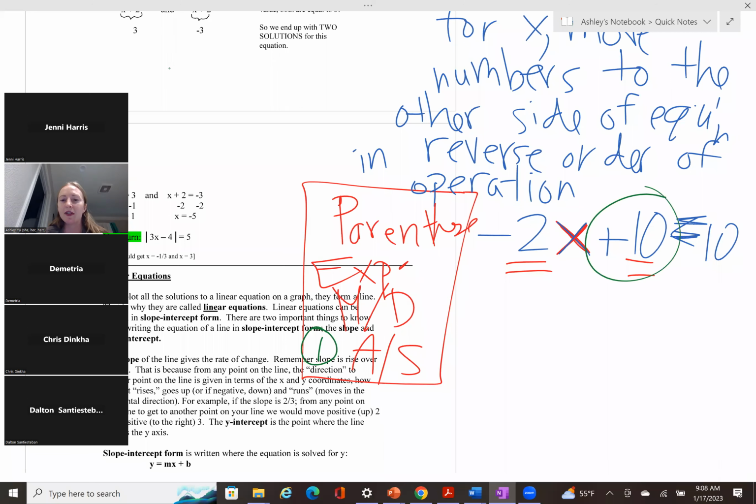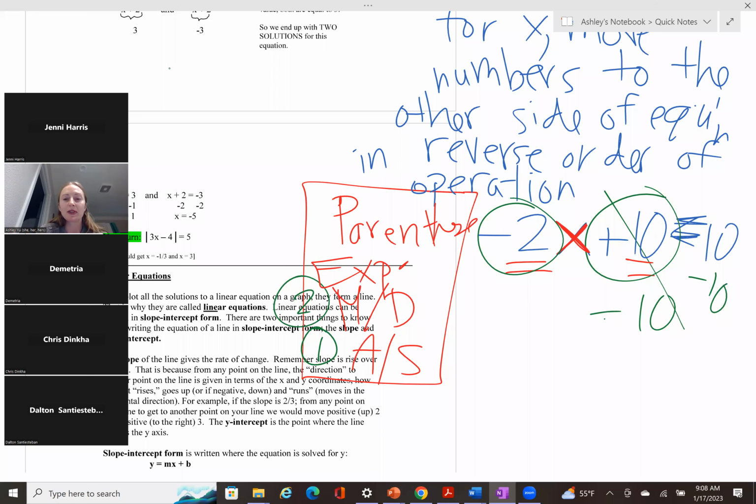So that's why I definitely moved the 10 first. I got rid of him, get out of the way. And then once he's done, the next thing, well, anything adding or subtracting, I moved. The next thing in reverse order of operations would be anything multiplying or dividing. And this negative 2 is multiplying. So he needs to move next.